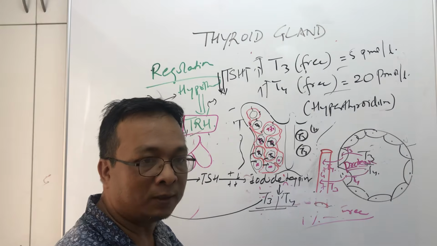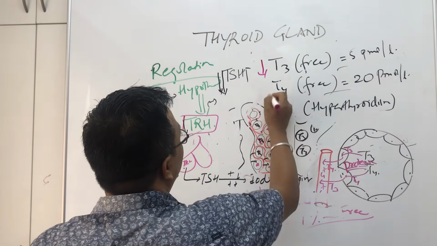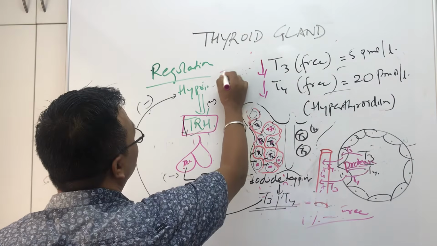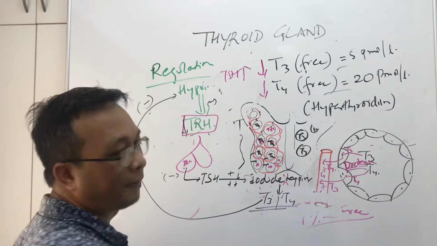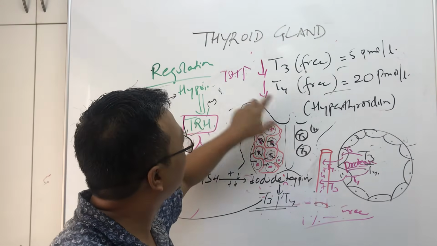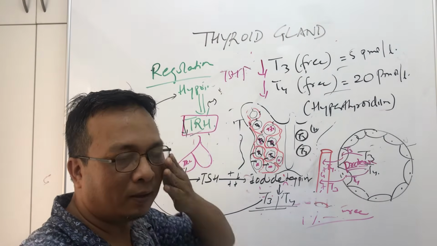The reverse, vice versa, in hypothyroidism: you will see that there will be less T3, less than 5, less than 20, and you see TSH is very high. Okay, this is a hypothyroidism case, when both of these are low and TSH is high.